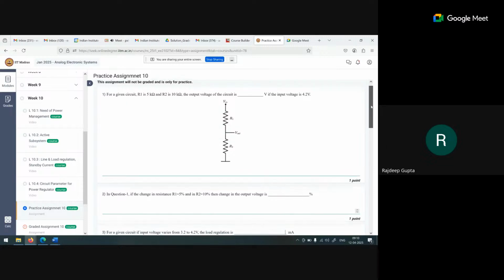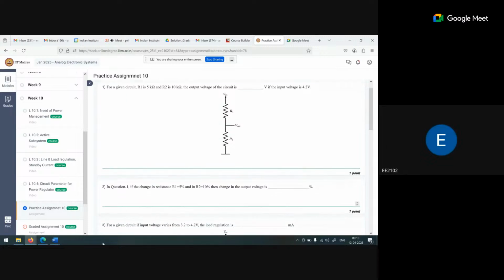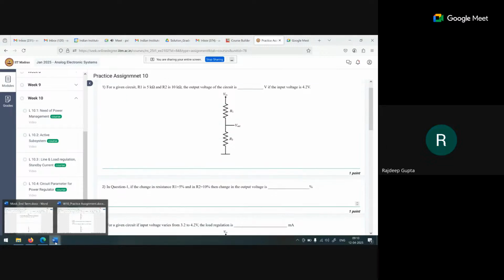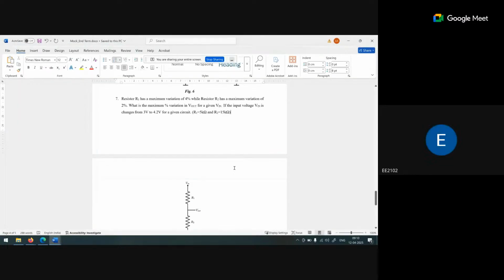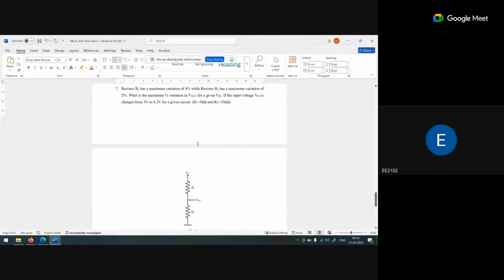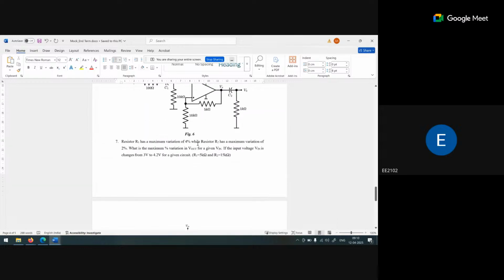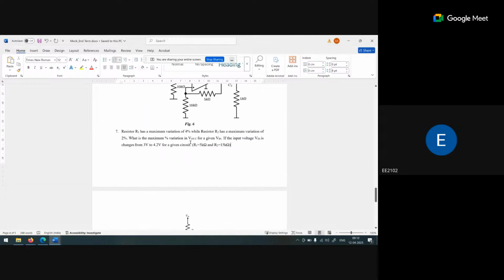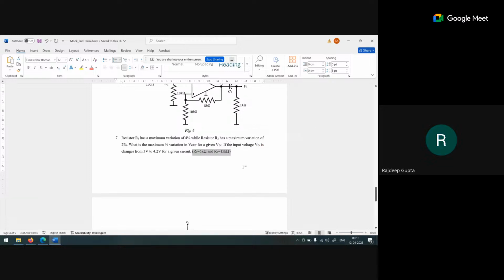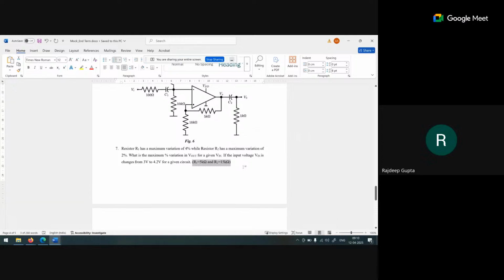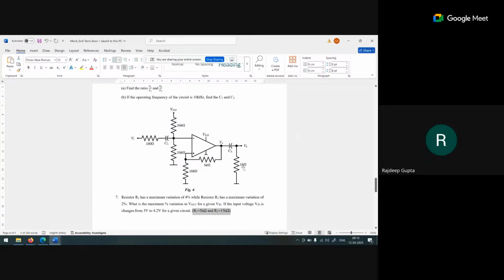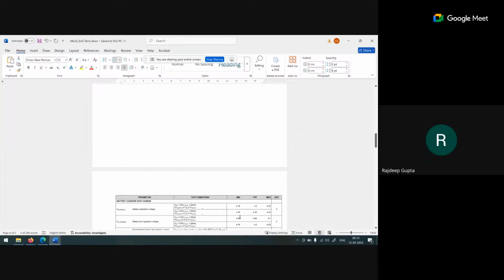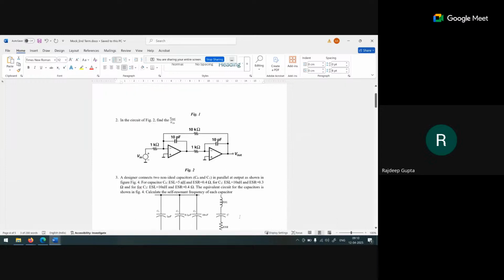Sir, in the mock last question, the values of R1 and R2 are not given. Yes, sir, the value of R1 is 5K and the value of R2 is 15K. Okay. Using the R1 and R2 values, then we will find. In this particular question, we will use the variance formula, sir.